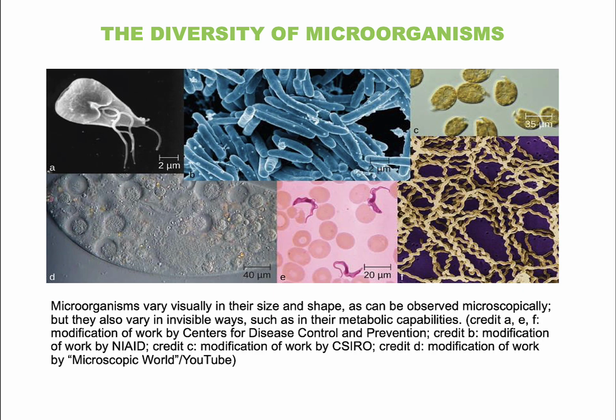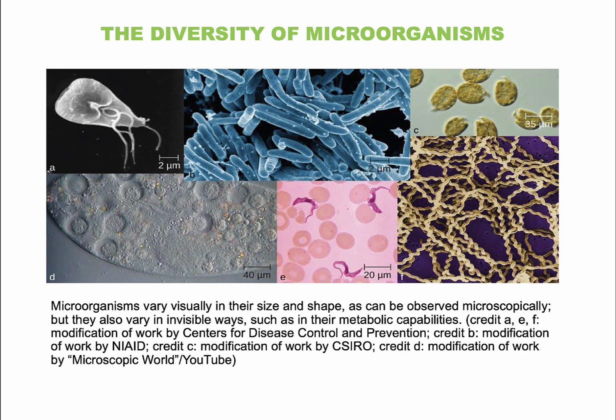Microorganisms exhibit a diverse range of sizes and shapes that can be seen under a microscope. These variations are not just superficial, they also extend to their metabolic functions, which are often not visible to the naked eye. This means that while we can observe the physical characteristics of microorganisms, understanding their biological processes requires more in-depth analysis. For instance, some microorganisms are spherical, while others may be rod-shaped or spiral.